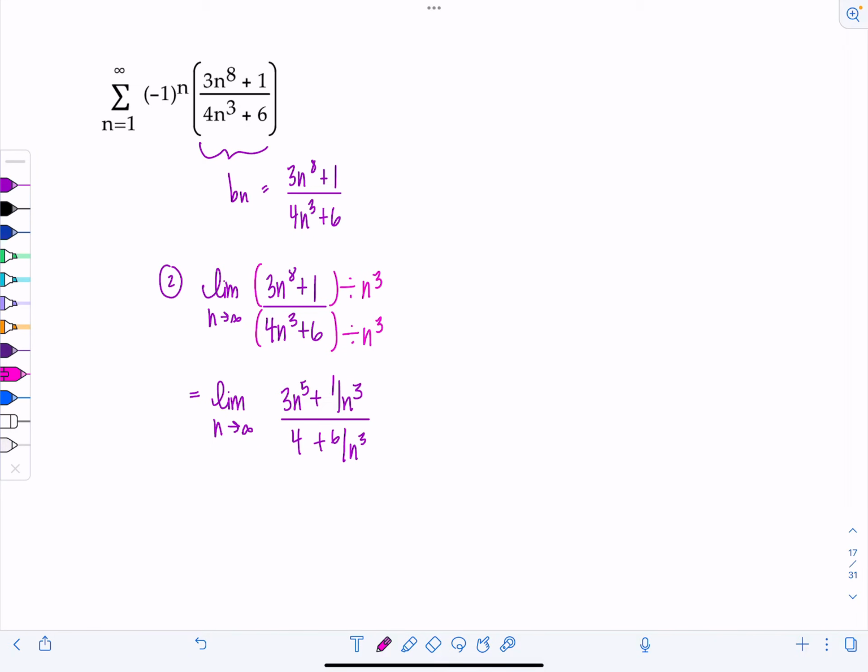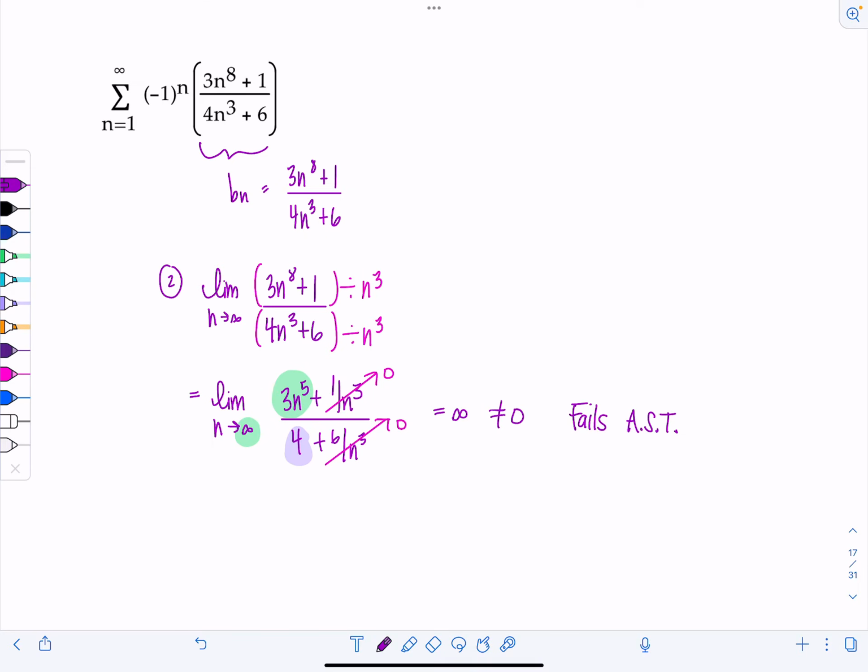So look what happens. As n goes to infinity, yeah, that goes to 0, and that goes to 0. But 3n to the 5th is going to infinity. Divided by 4, it's still going to infinity. So this is infinity, which is not 0. So it fails AST, which means that the series is divergent.